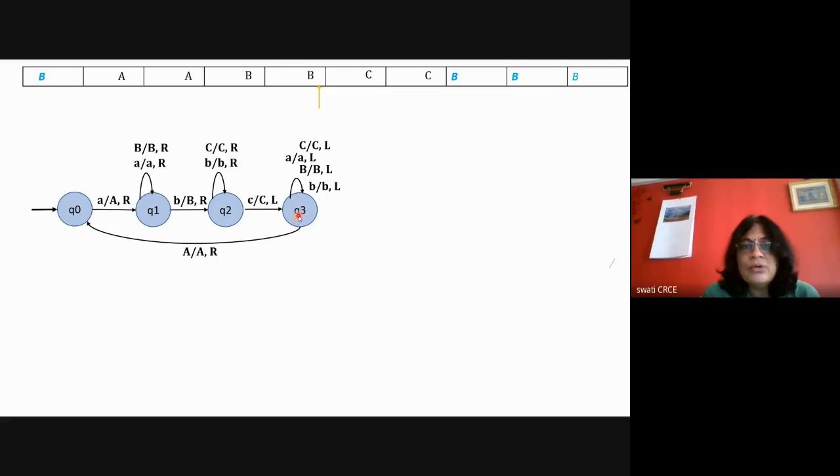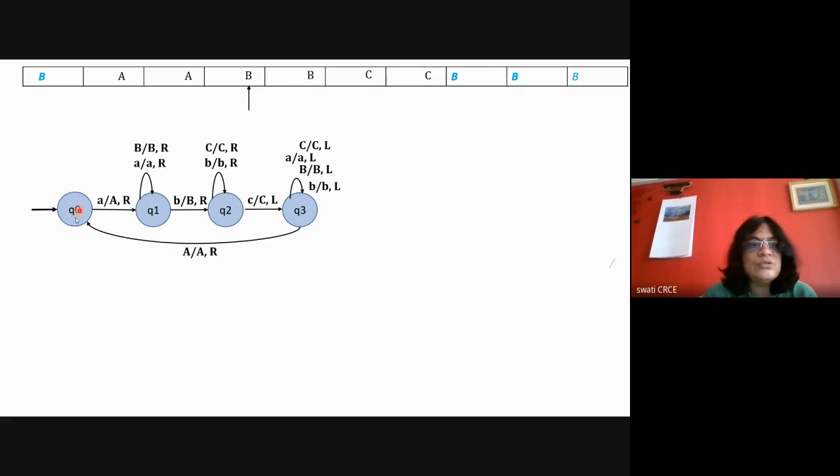Okay, so now in Q3 it is getting capital B. The capital B transition is already done in the previous iteration. So for capital B it will go to left and remain in the same state. Now it is getting the capital A. For capital A we have written down the transition in the previous iteration. So for capital A it will go to right and it is now in the state Q0.